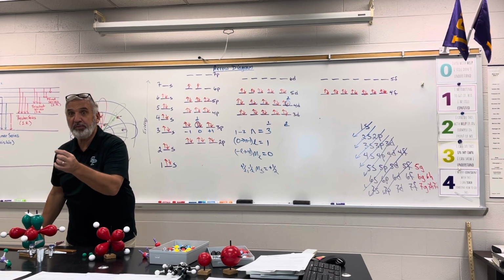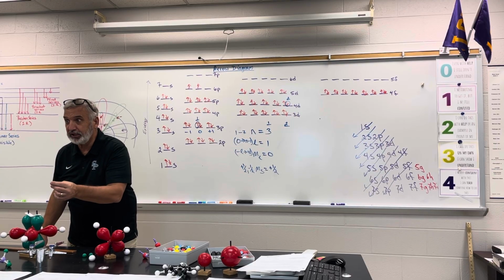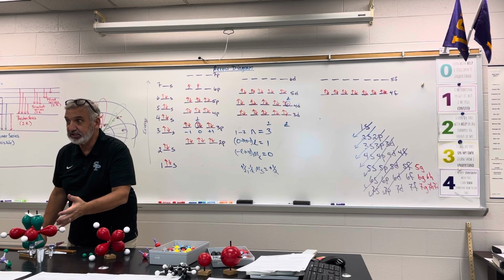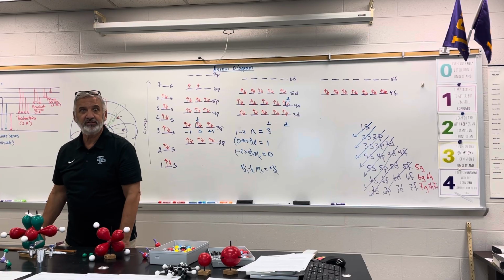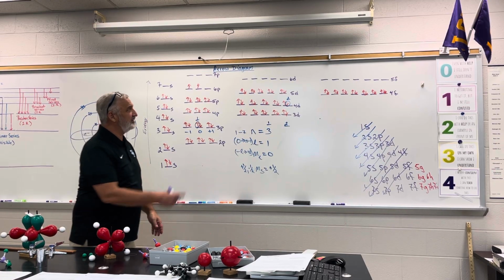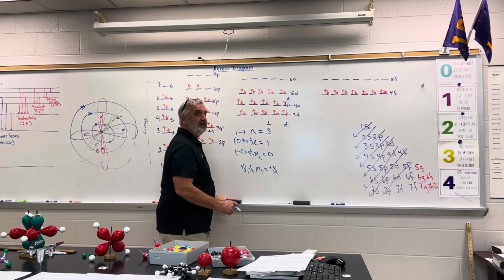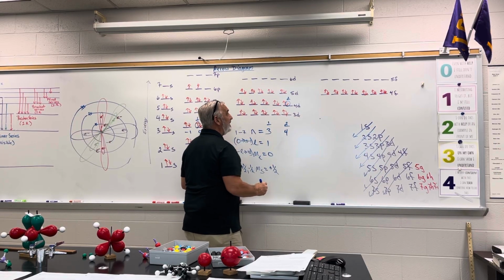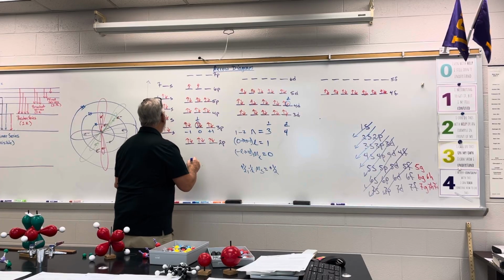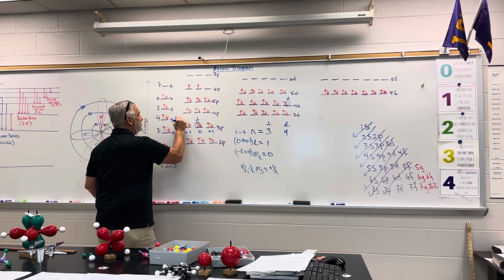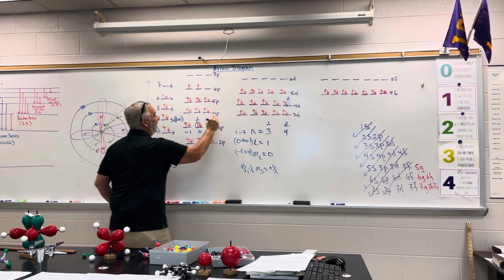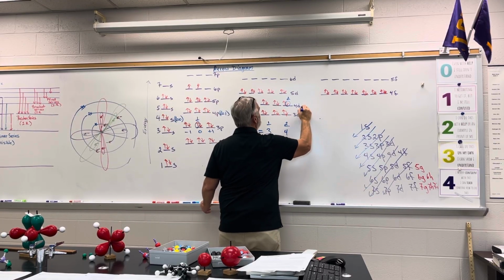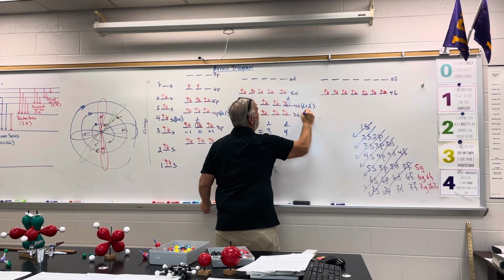If it's a 2p, what energy level is it on? 2. If it's a 6f, what energy level is it on? 6. Even though we don't have a 6f, it still would be. That's the energy level. So n equals 4. Now when n equals 4, L can equal 0, 1, 2, and 3.